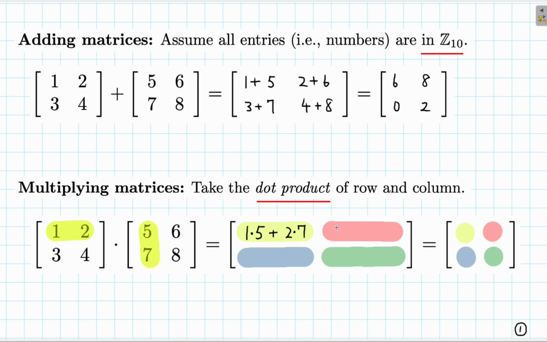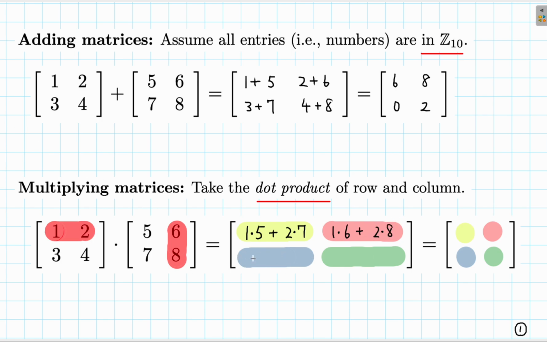Now let's go to the red entry. So that's still first row, but the second column of our product. So now we need to go to our original 2 matrices and look at the first row of our first matrix and the second column of our second matrix. Taking the dot product, that would be 1 times 6 plus 2 times 8.